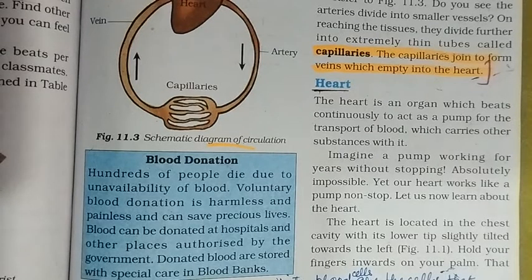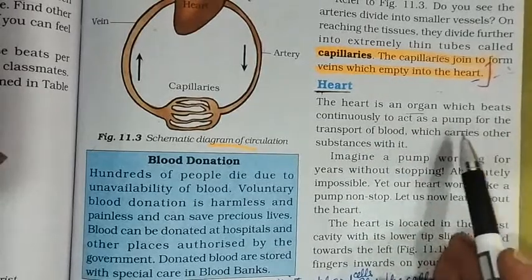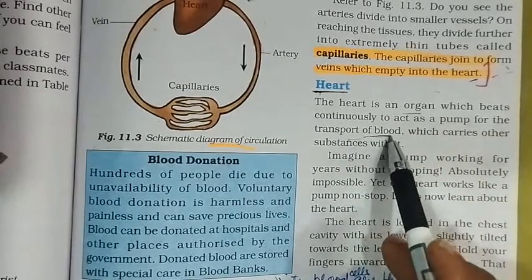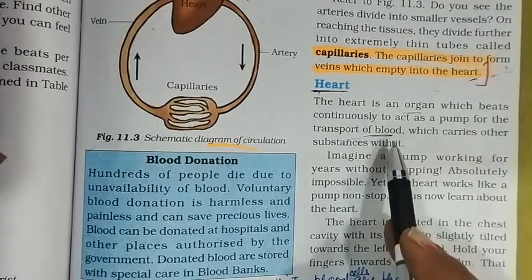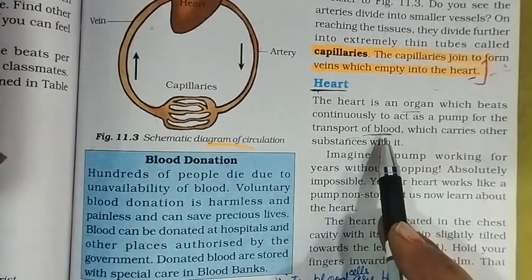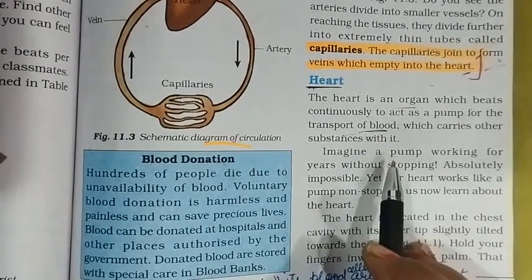In our previous class we discussed the circulatory system, in which we discussed the blood vessels in detail, and today we will discuss the structure and functioning of the heart. You know that the heart is an organ which beats continuously to act as a pump for the transport of blood. Means the heart pumps blood to various parts of the body, and this blood carries various substances along with it and transports it to different parts of the body.